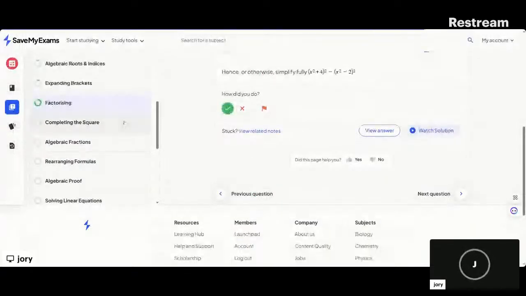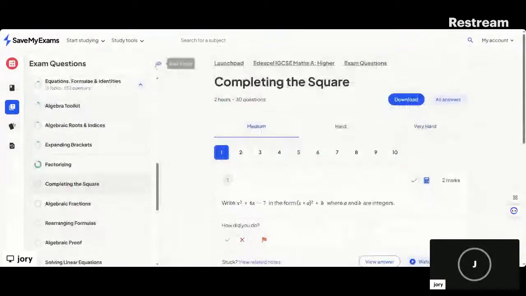Completing the square. I'm gonna have a break in a little while. When it gets to 4 p.m., I'm gonna take a break. It's currently 3:33.